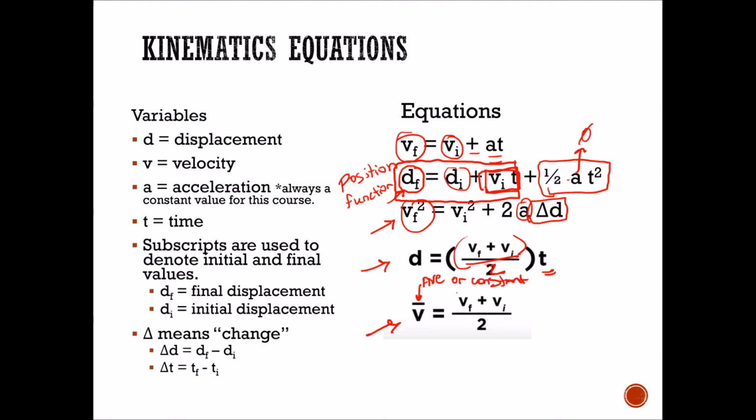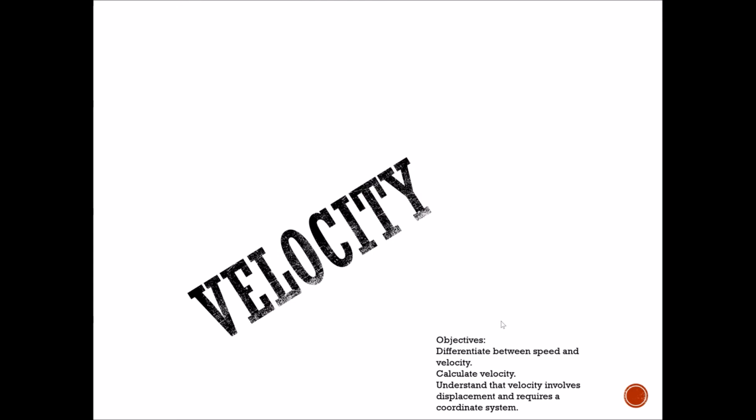And that is, again, where you take the final velocity and the initial velocity and divide by those two, or divide by 2. So this is what you see right here. Okay, so if you want to know what the average velocity is, just take the final plus initial velocity and divide by 2. Okay, let's get started with velocity.